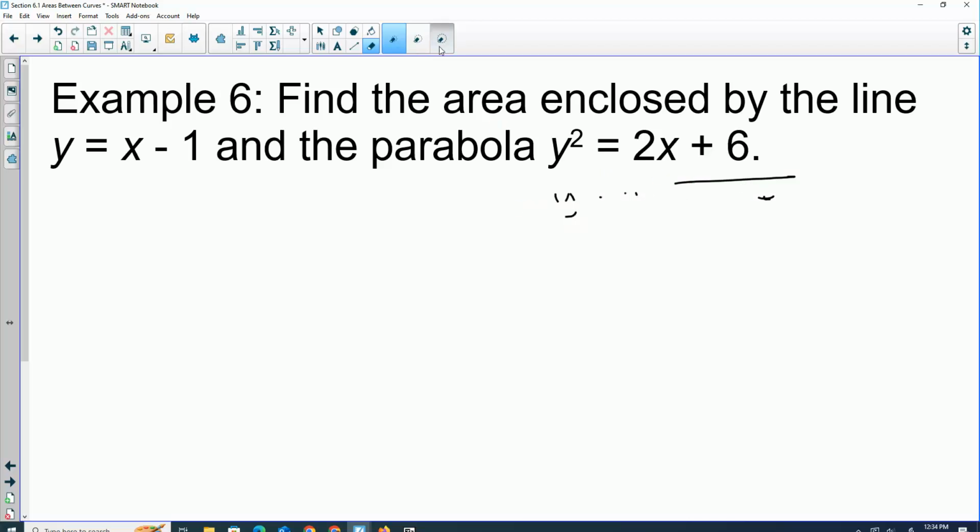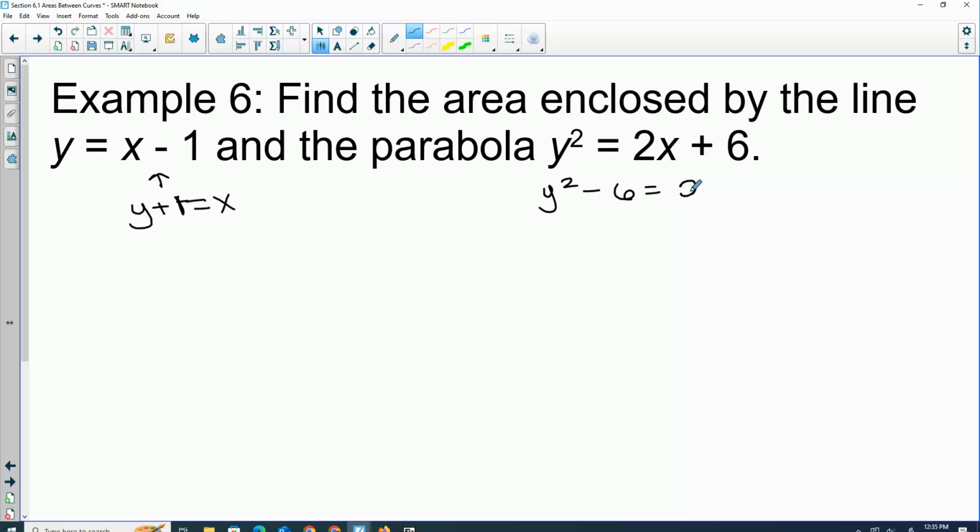So sometimes it's easier to use y as the variable. Now if you're doing that, that means you have to be able to get both of these in terms of y. So this one, if I want to get it in terms of y, that means get x by itself. x is equal to y plus 1. Over here, subtract my 6, divide by 2, so I'd have 1/2 y squared minus 3 equals x. So those aren't hard to solve for x.